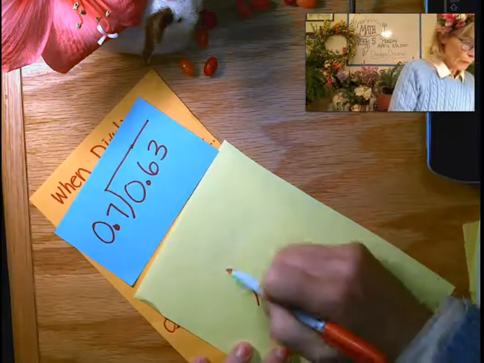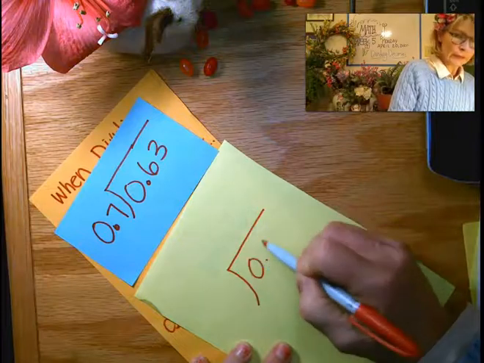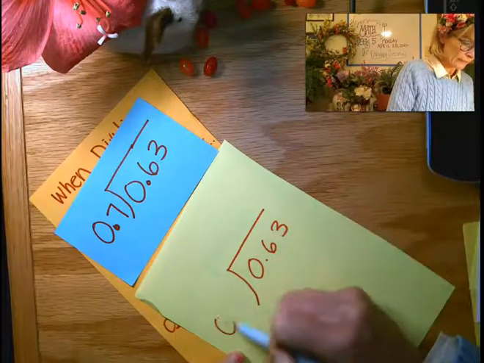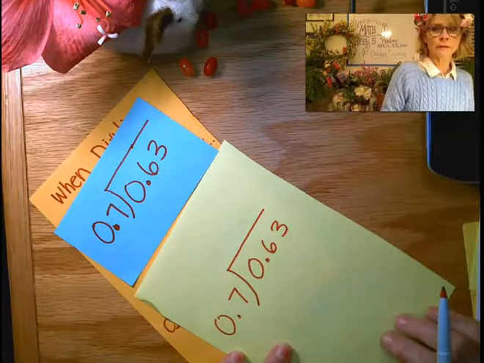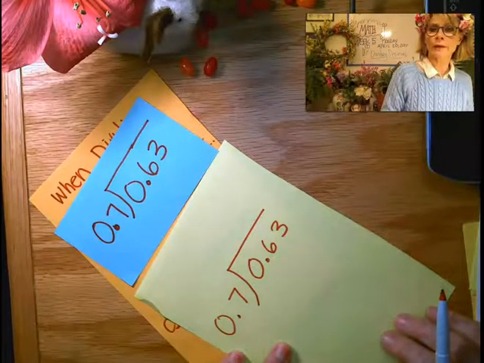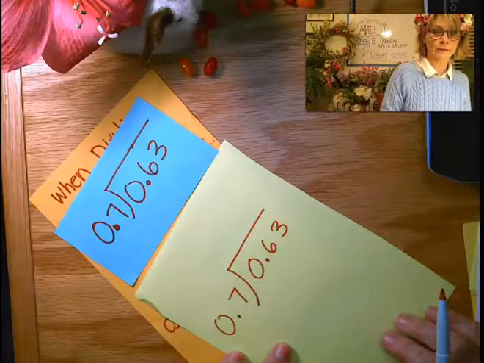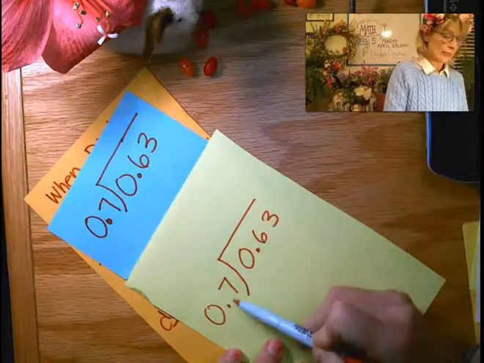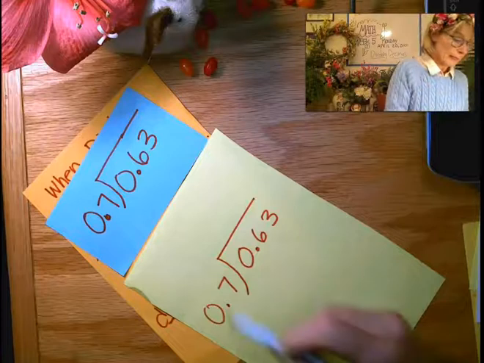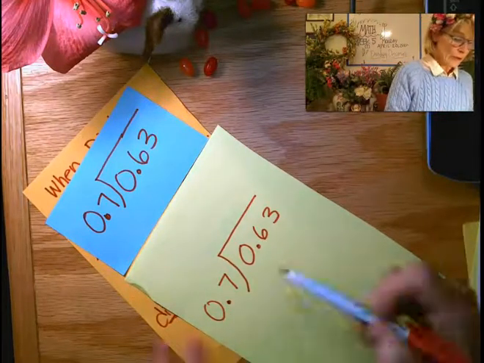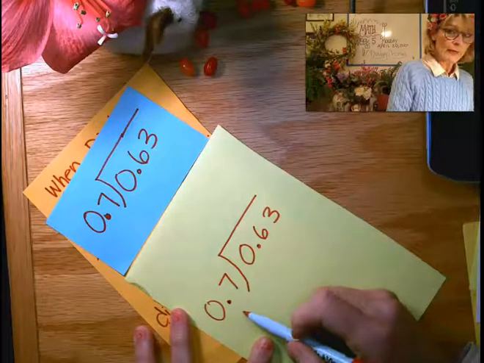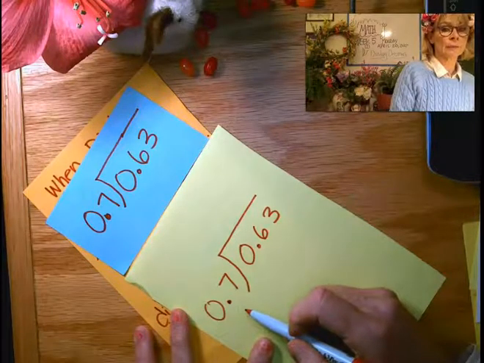In this problem, I want you to write down 63 hundredths divided by 7 tenths. Alright, so this is an example of one that we're going to have to do the decimal partner dance. I'm looking outside of the house and I can see I have a decimal, so I'm going to have to do some dancing.